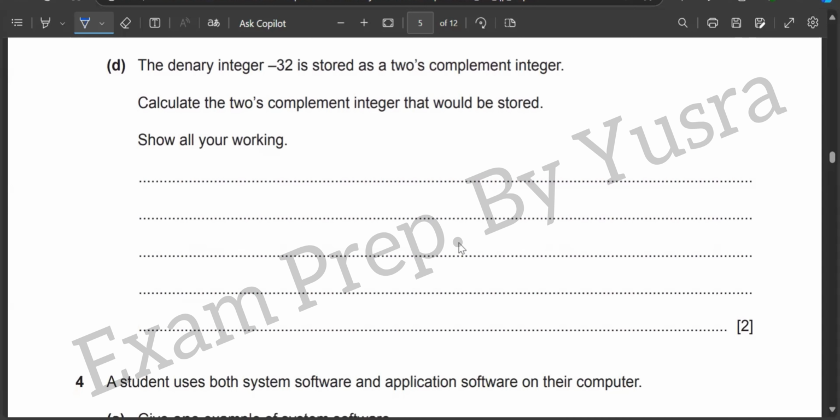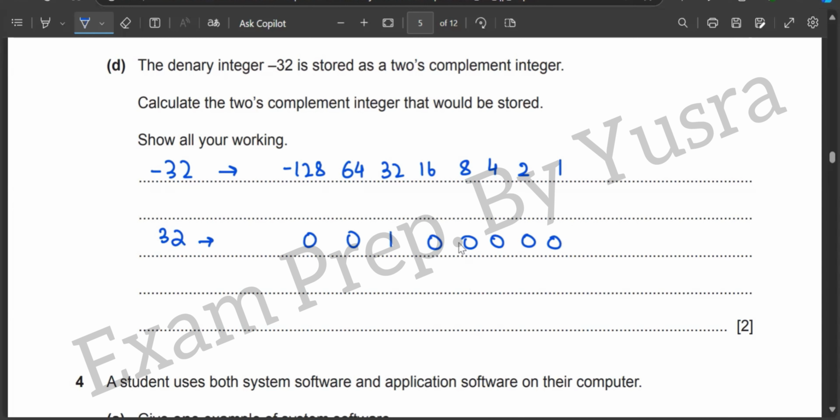The denary integer minus 32 is stored as a 2's complement integer. Calculate the 2's complement integer that would be stored. We have to write minus 32. Let's write the powers first: 1, 2, 4, 8, 16, 32, 64, and 128 with a negative sign. First, let's write what positive 32 will be written as. So we know it's going to be 1, and all of these would be 0.